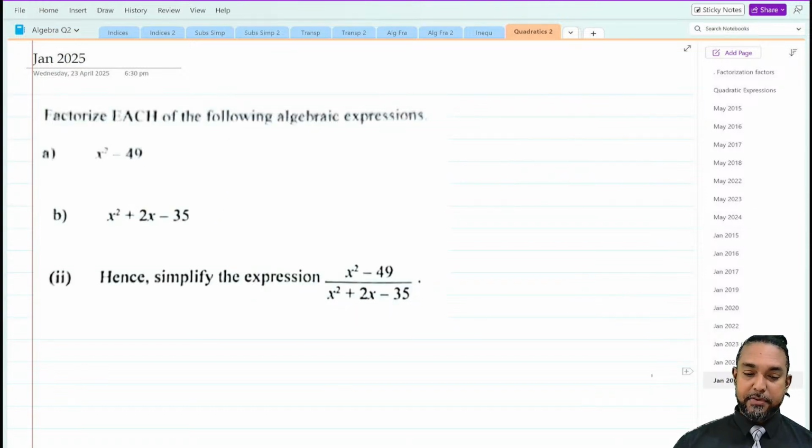Right, so in January 2025, we have this one here. Right, so do that one for me.